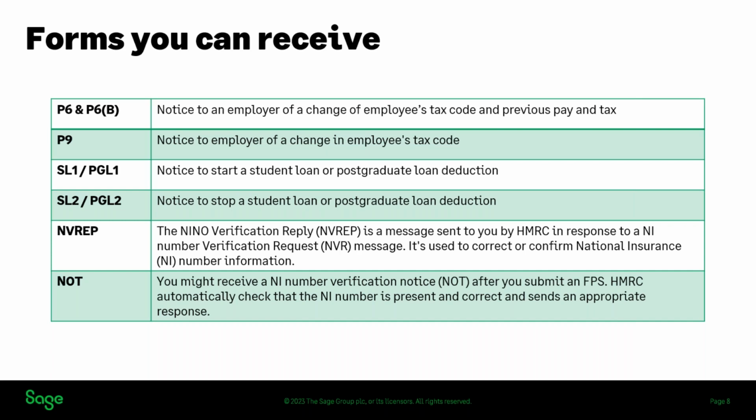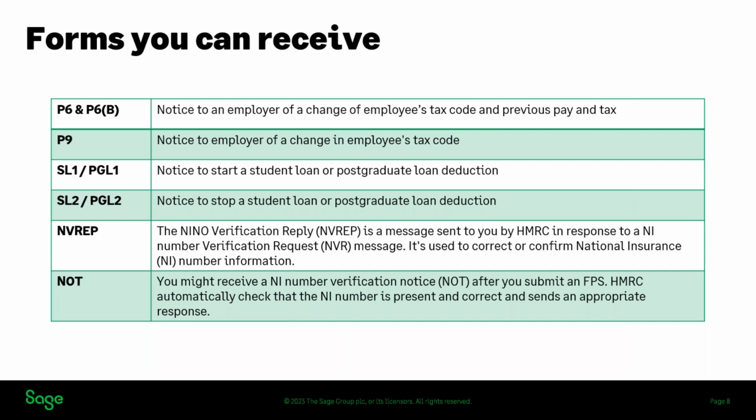The P9 notice is also a change in a tax code, but this is a change that applies from the start of the new tax year. So these are always sent between January and March and take effect from the 6th of April. The next ones are student or postgraduate loan start and stop notices. So that's your SL1, PGL1, a notice to start student loan or postgraduate loan deductions, and the SL2, PGL2 notices are to stop them.